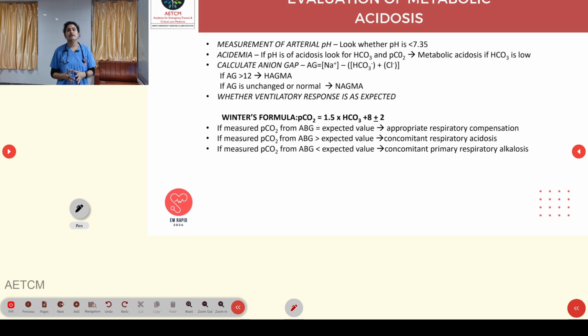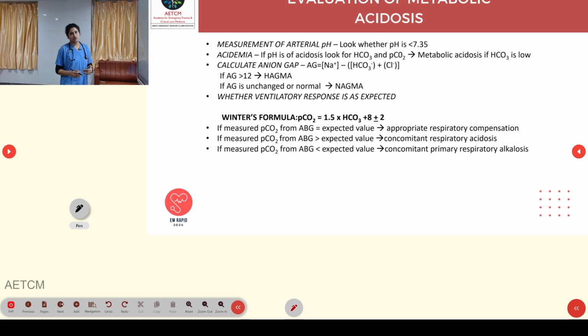So, how to evaluate a metabolic acidosis? Initially, first we have to find out the arterial pH. Look in the ABG at the pH of the blood. Look whether it is less than 7.35, and if so it is acidosis. The next thing we want to know is whether it is metabolic or respiratory. So, look at the bicarbonate and carbon dioxide. If bicarbonate is low, it is metabolic acidosis. If carbon dioxide is high, it is respiratory acidosis.